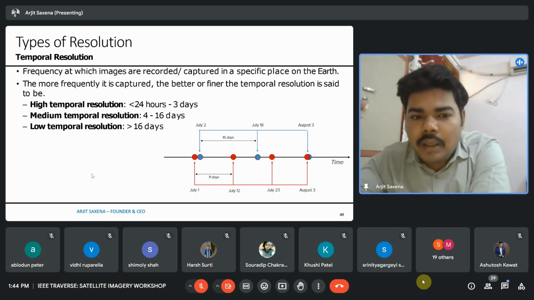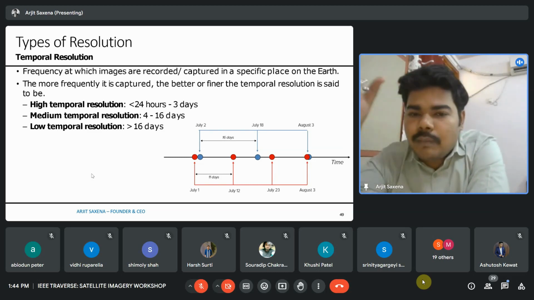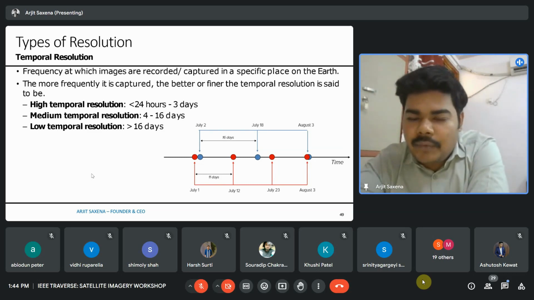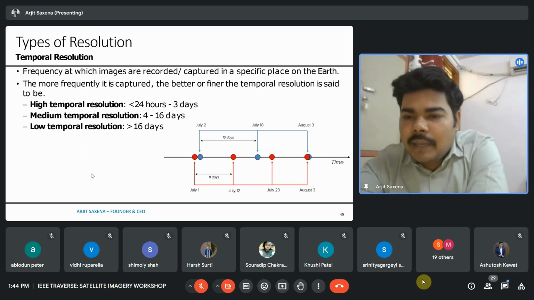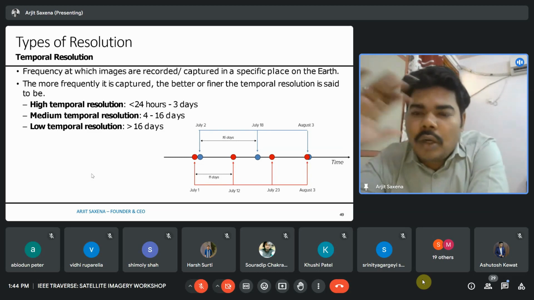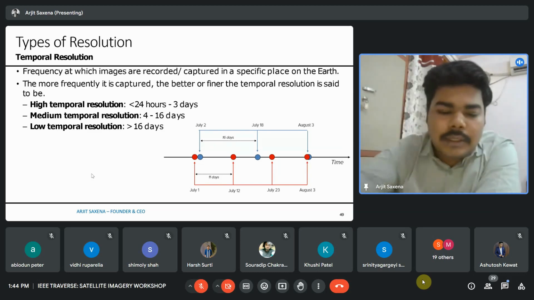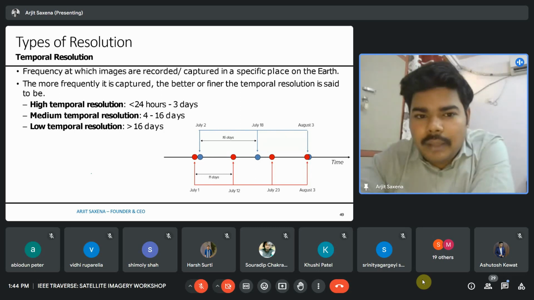So the conclusion from this temporal resolution is that if you are there for a very small period of time, you can capture high quality and highly informative data. But if you are there for a very long period of time, there will be certain parameters which are going to destroy your data. So this is regarding the temporal resolution.